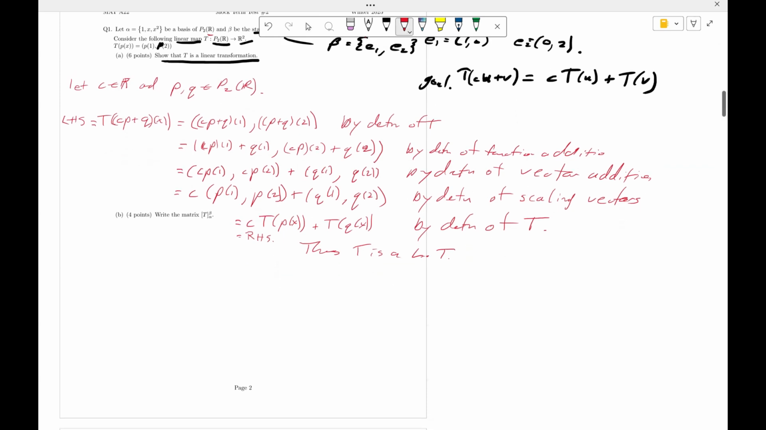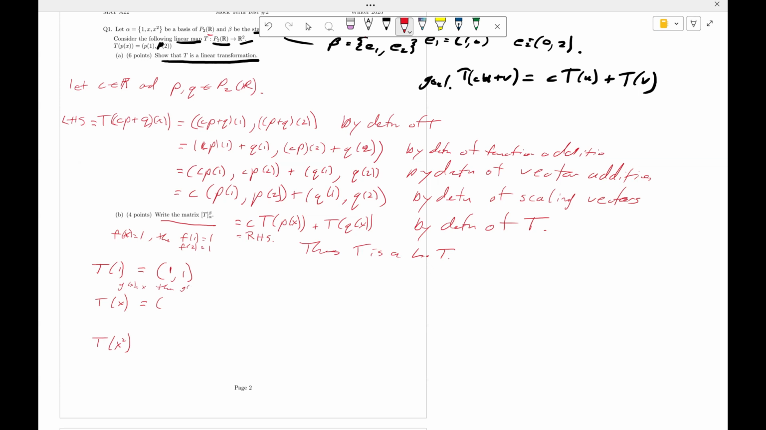Next, we want to write the matrix T alpha beta. To do this, I'm going to look at what T applied to 1 gives me, T applied to x gives me, and T applied to x squared gives me. So T applied to 1 would be 1, 1. Because if f of x equals 1, then f of 1 equals 1 and f of 2 equals 1. Sometimes it's easier to write this in your head and then do, okay, what's f of 1, what's f of 2?